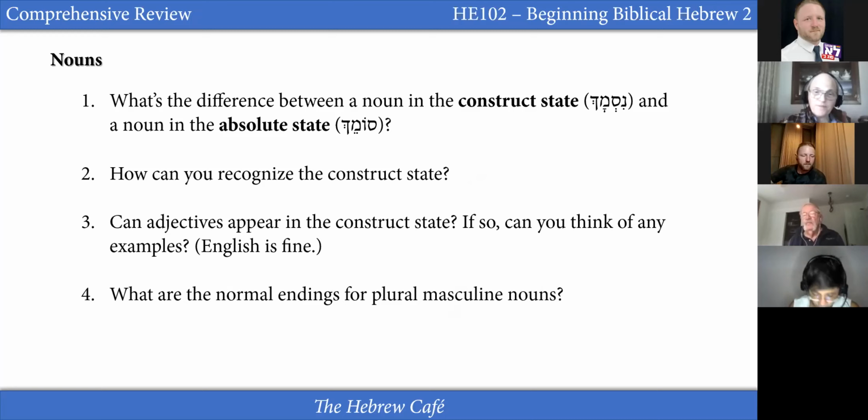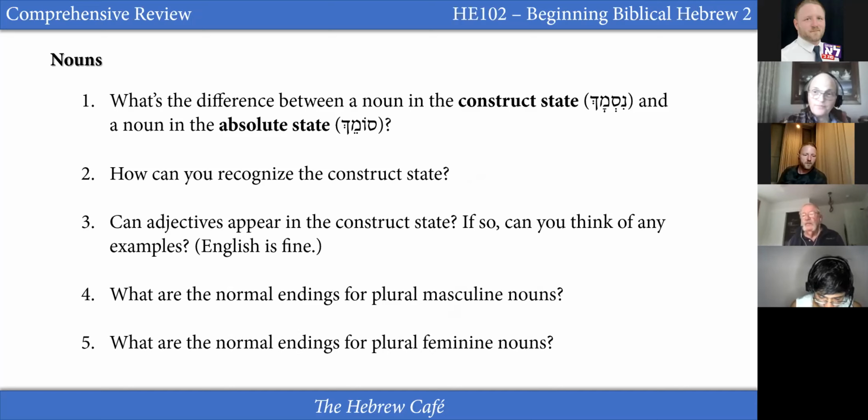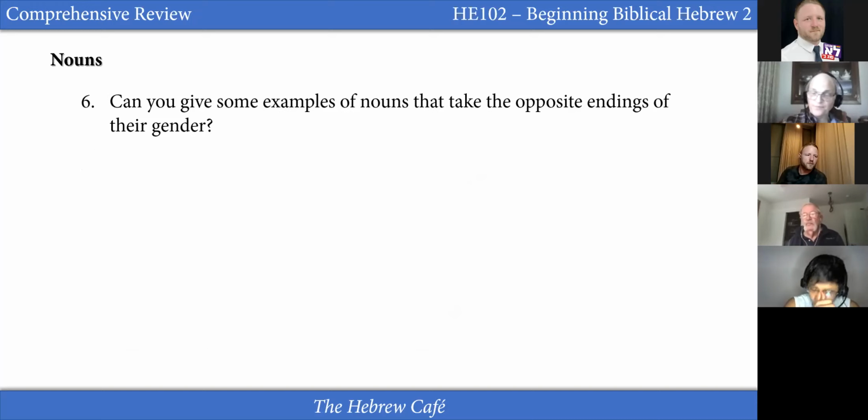Sorry. Een is the... yeah, one. Right. And for feminine plural, what do you say, Ward? Oat. Good. Can you give some examples, Hoshea? Maybe give one example, and then we'll circle around and get others, of nouns that take the opposite endings for their gender. Like masculine nouns that take ot. Okay, av becomes avot in the plural. Avot. Good.